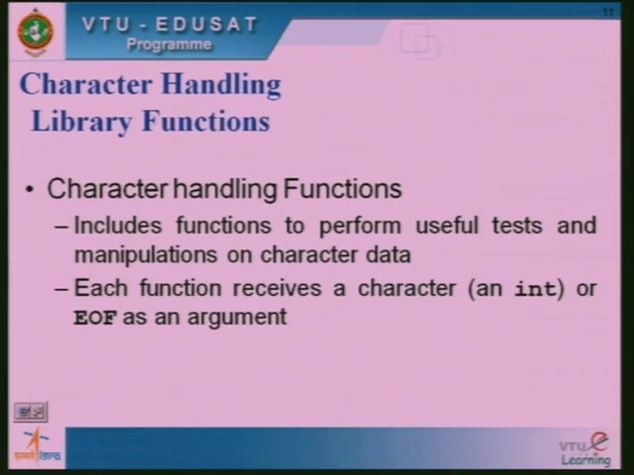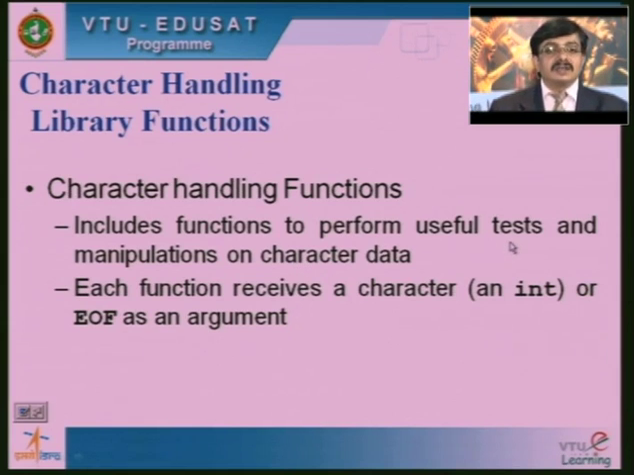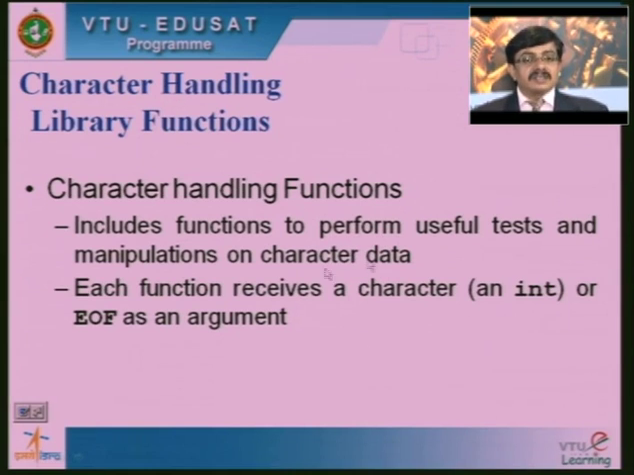When you are doing an operation on a character, we are performing it over a single character. When you are performing an operation on a string, we are performing it on multiple characters, that is, a group of characters, or an array of characters terminated by a null character. The character handling functions include functions to perform useful tests and manipulations on character data only. So, that means a variable of type char is the character data, whereas an array of characters is a string. Here we perform operations only on characters.